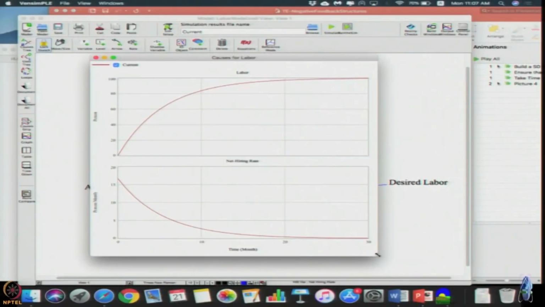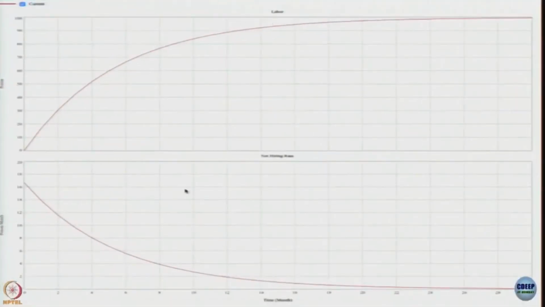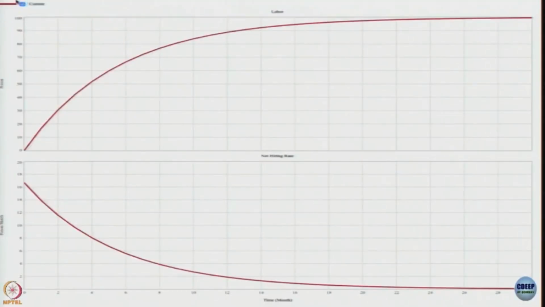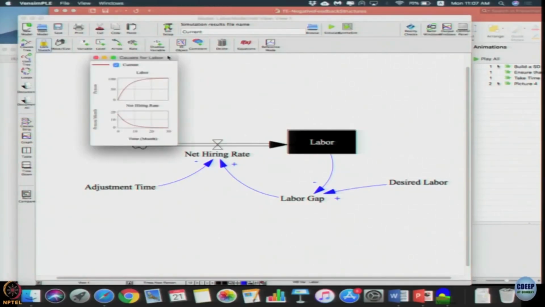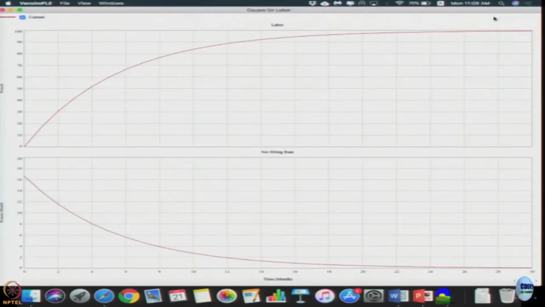Now let us take two different things. The top represents the labor, and this is the net hiring rate. How I opened this graph was, I clicked labor and clicked this causes strip. Causes strip means it will plot this variable and plot all the inputs into it. That is what causes mean. To understand what caused the dynamics of labor to change like this, there was only one input, which was the net hiring rate.